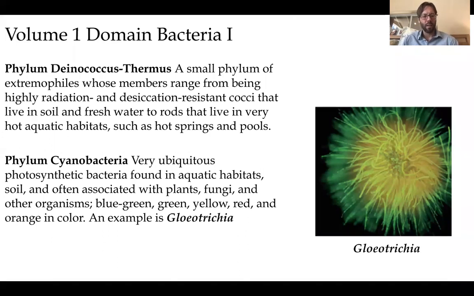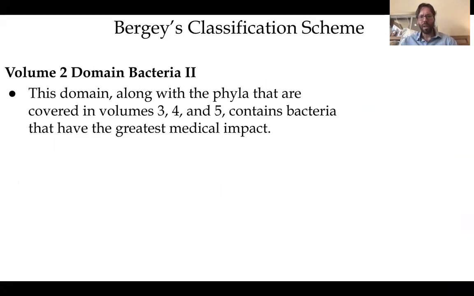So some more phyla of the bacteria in volume 1, cyanobacteria, again, photosynthetic. Some of these live in fresh water that's very hot. So again, like your hot springs and pools in Yellowstone, for instance. And then that brings us to volume 2.